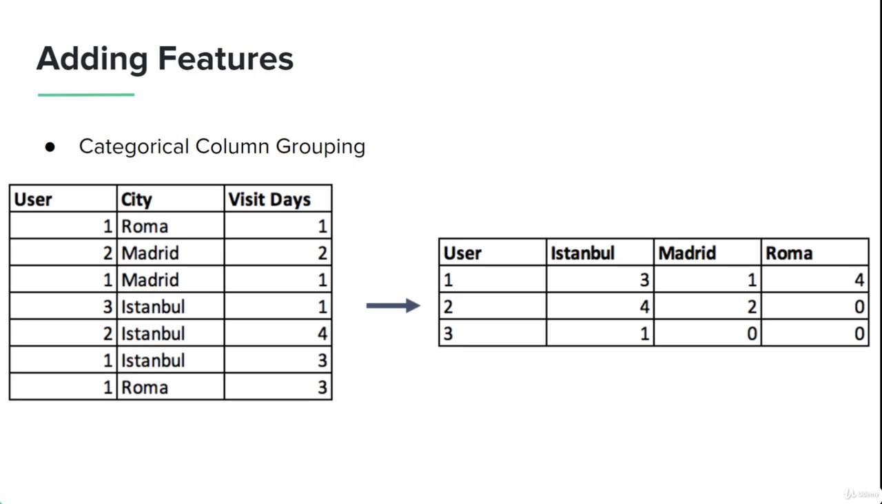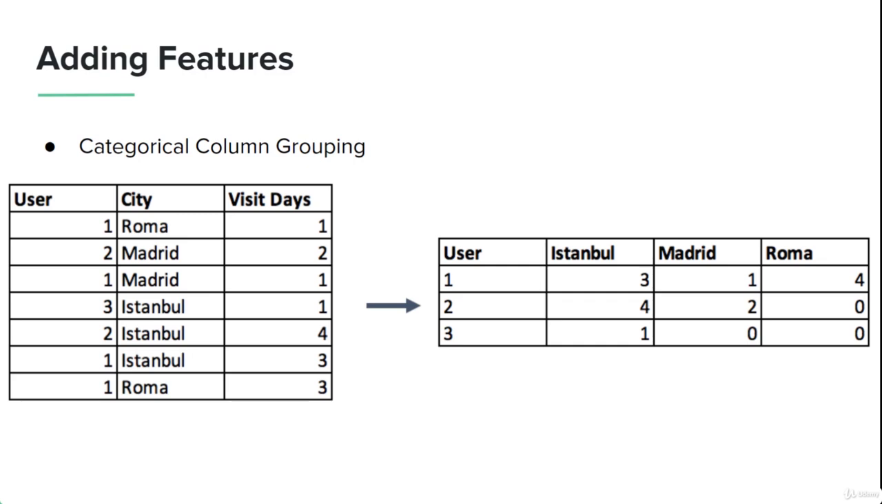First of all, let's talk about categorical column grouping. This is one of the ways we can add another feature. You can see the table on the left side, where we have the cities and the visit days. We actually have 3 users, but the information is not well represented. So what we need to do is convert the city column into city features and replace it. We're going to group these columns into one single column. We're going to create a column for Madrid, a column for Istanbul, and one for Roma.